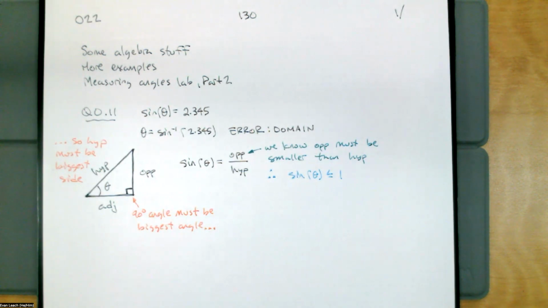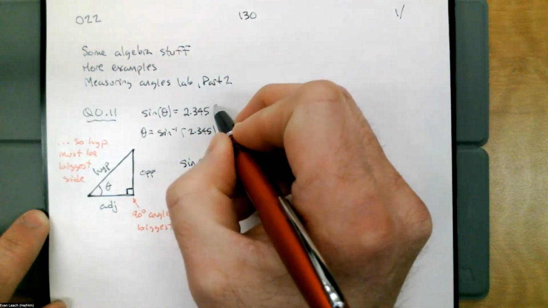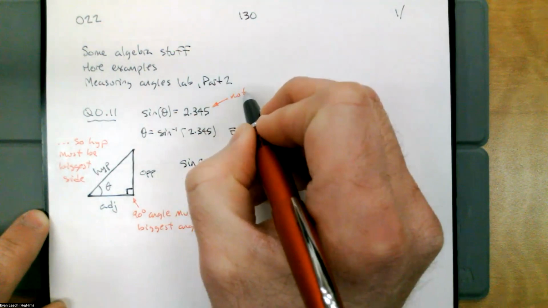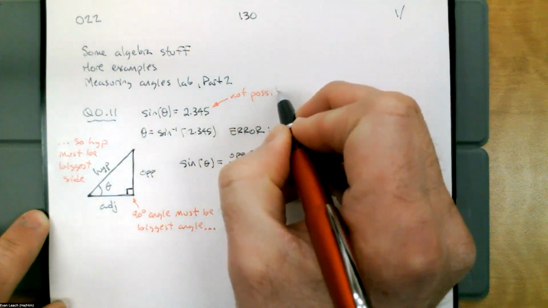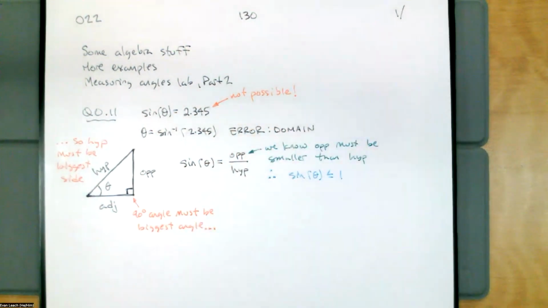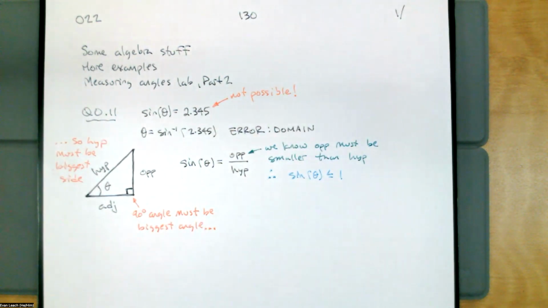So right away, when we look at sine of theta equals 2.345, we know that there is no angle. It's not possible for the sine of theta to be 2.345, because that would mean that the opposite side is 2.345 times as long as the hypotenuse, and that's not possible. The hypotenuse has to be bigger.